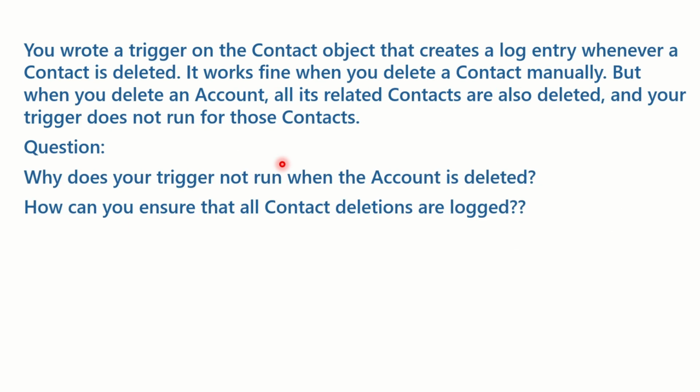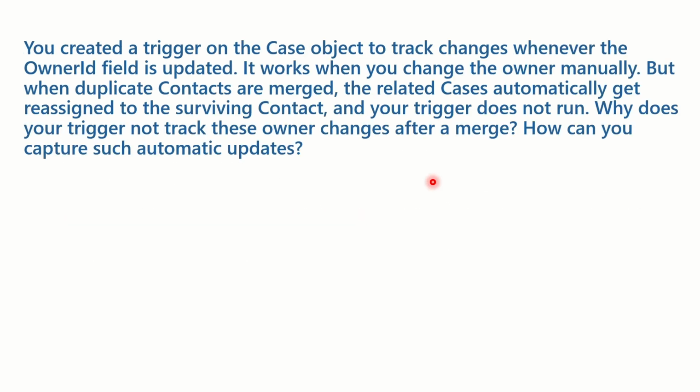The first question was the account-contact scenario, where accounts were deleted and contacts were also deleted as a result. Again, the cascading deletion is not going to invoke the trigger. And the second question was around updating the owner ID on the case. Again, the cascading update is not going to invoke the trigger. It should be a direct DML.